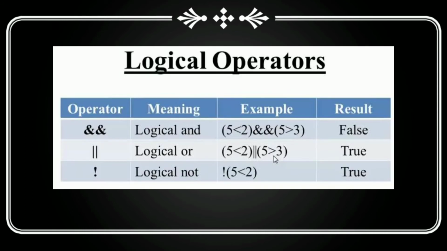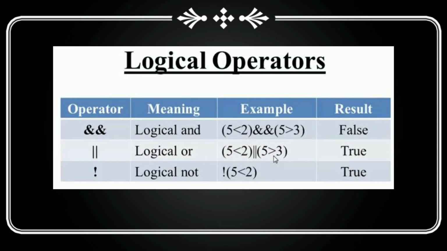Logical operators are mainly used in conditional statements. We have got 3 logical operators: logical AND, logical OR, and logical NOT. Let's check out the first example. Is 5 smaller than 2? False. Is 5 greater than 3? True. True and false. The result will be false.